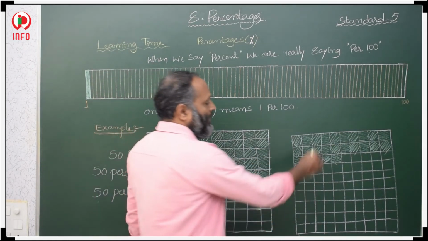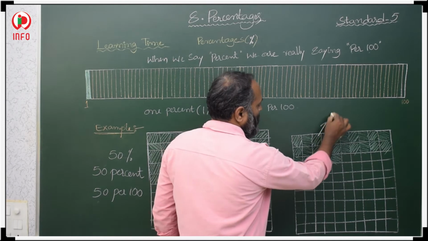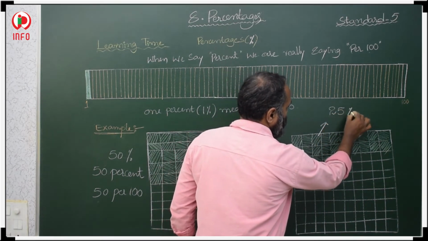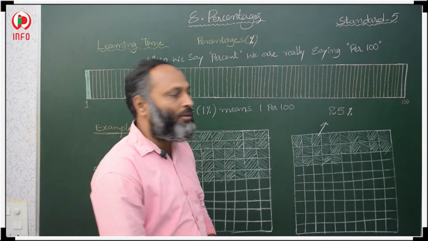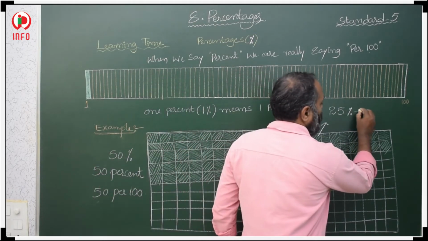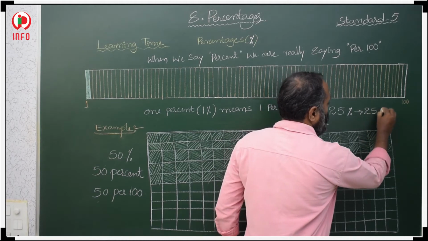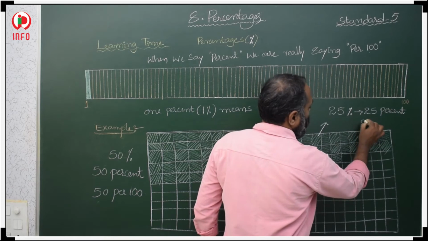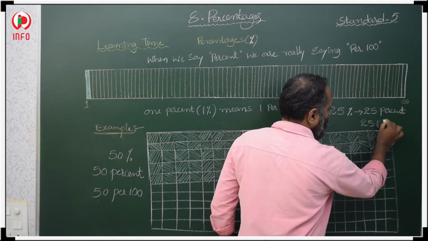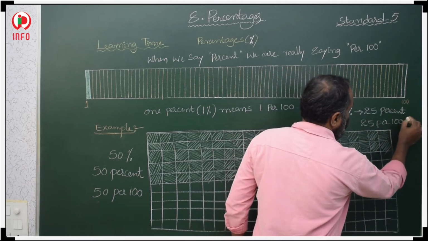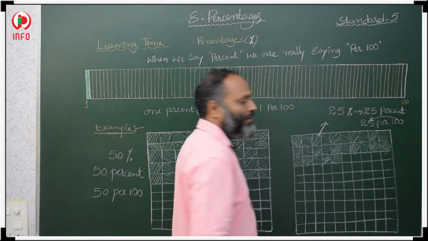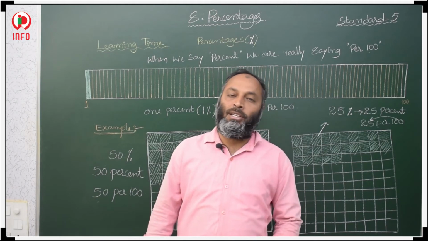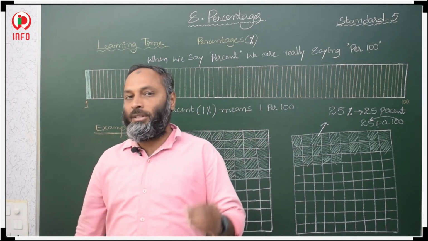How much portion did we color here? In this we colored 25%. How to read this? 25% means per cent means 100. In 100, 25 we shaded. Out of 100, how much did we shade? 25 we shaded. So in this way we have to represent percentages.